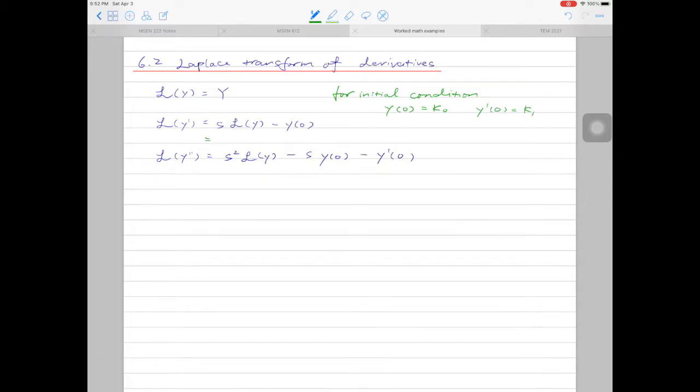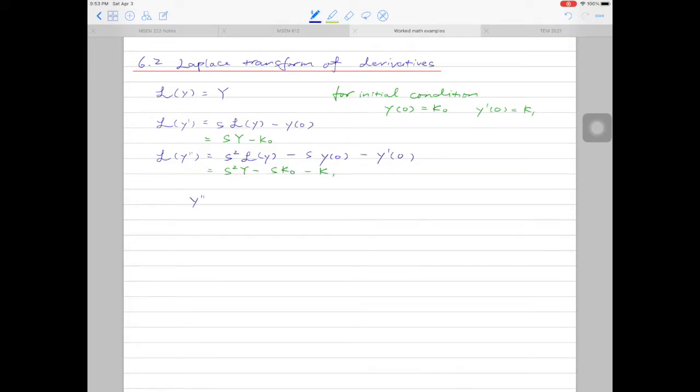We can do simple substitutions. Then the Laplace transform of y prime now equals s capital Y minus k0, and the Laplace transform of y double prime equals s squared capital Y minus sk0 minus k1.